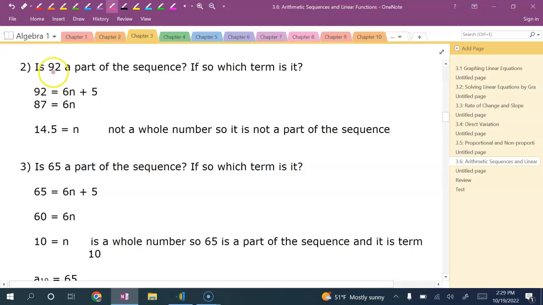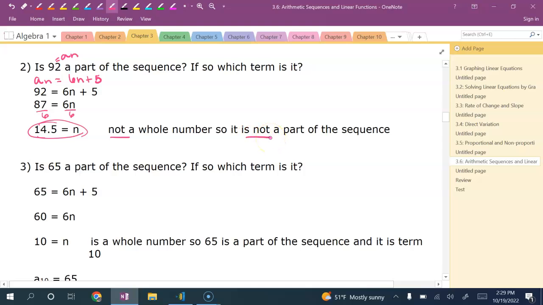So if they're testing if 92 is part of the sequence, I would basically be putting 92 in for the an term. So if you think of our equation, it looks like that. And we put 92 in for an. Then I would have subtracted 5 from 92. That's how they got 87. Then I would divide by 6, and they got 14.5. Now, that's not a whole number, so it is not going to be part of the sequence.